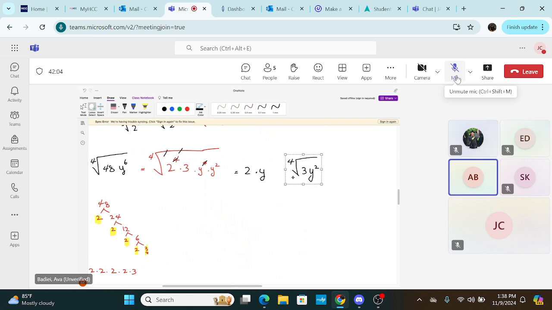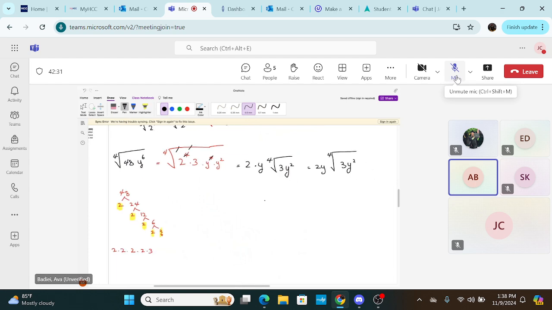And let's move this here. Now multiply anything that you have outside. You are going to get 2y times the 4th root of 3y squared. This is going to be your final answer.